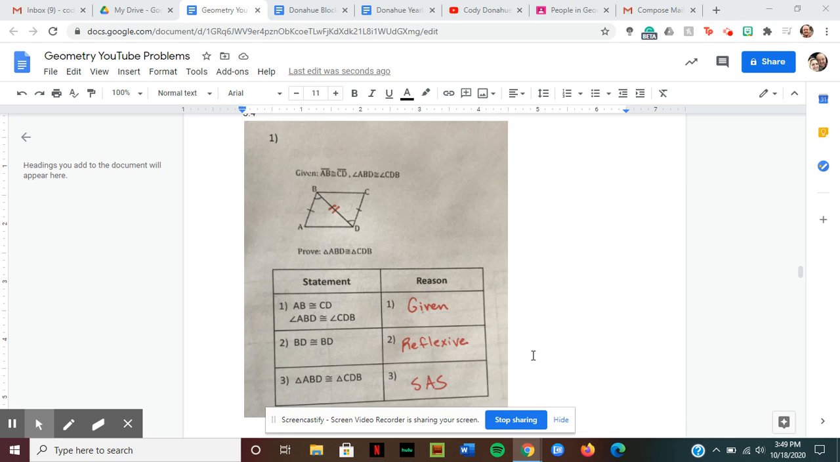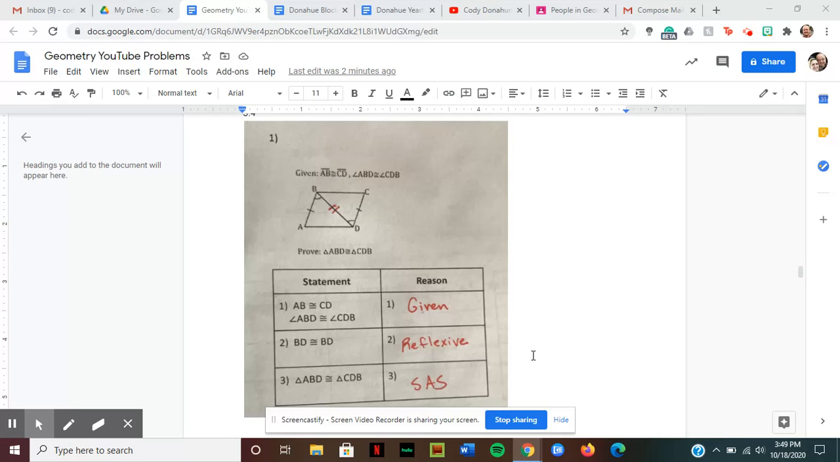So for section 5.4, we're talking about writing proofs for showing that triangles are congruent, okay? So this is kind of going back to some of the stuff we were talking about in Unit 3 with writing proofs. This time we're going to be more specific about writing proofs showing triangle congruency.